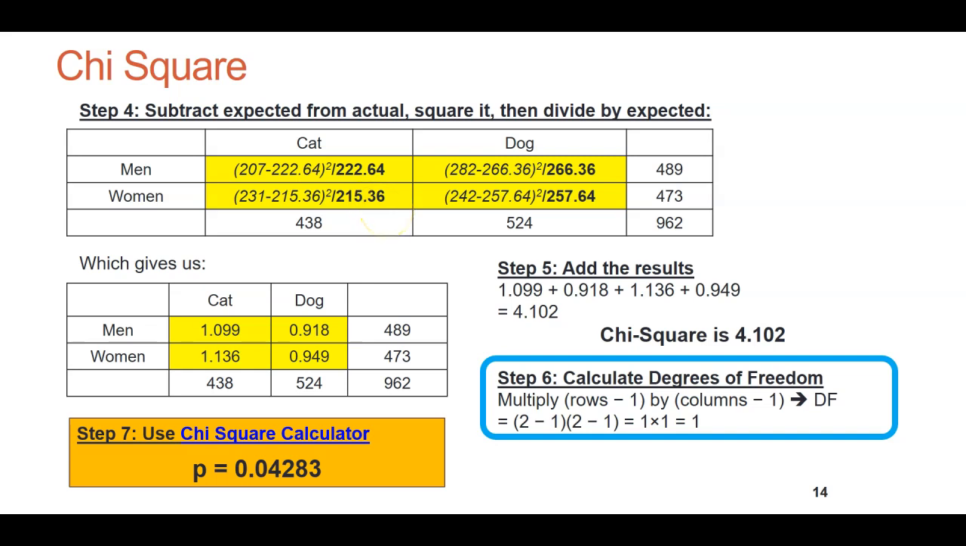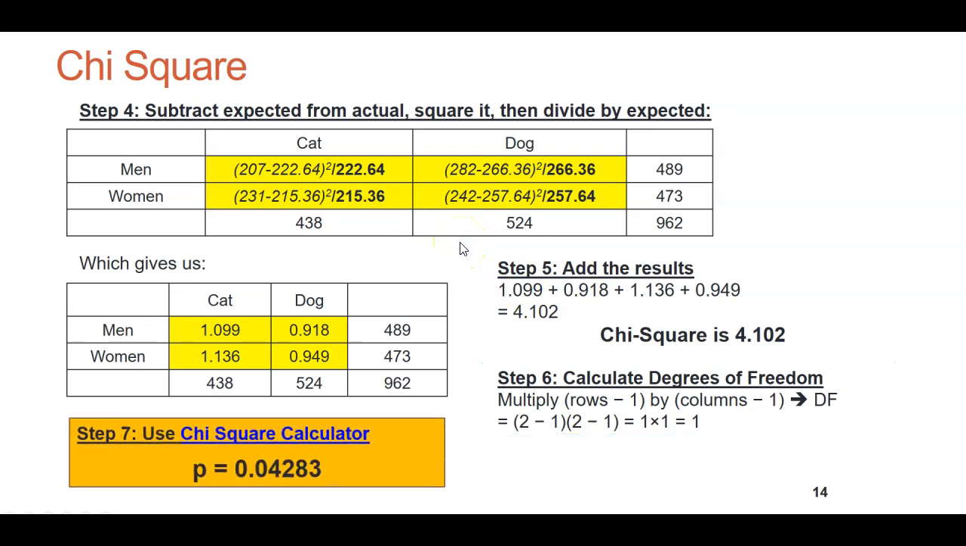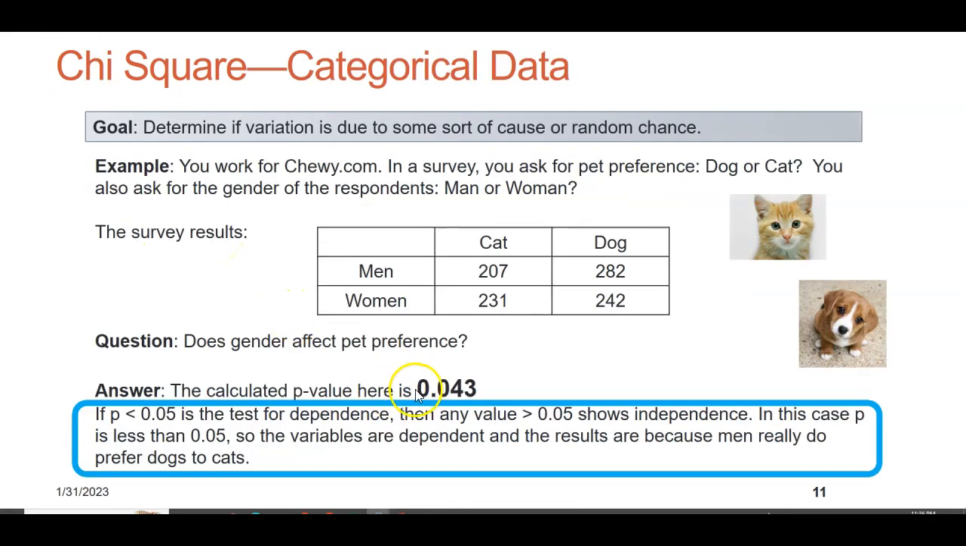Now that we have our degrees of freedom and our chi-square, we plug it into the chi-square calculator, and out comes the p-value, which is clearly below 5%. And that brings us back to the very beginning, in which we saw that after our magic math, which we've just done, the p-value is 0.043, which is clearly less than 5%, which means that, yes, our values are dependent.